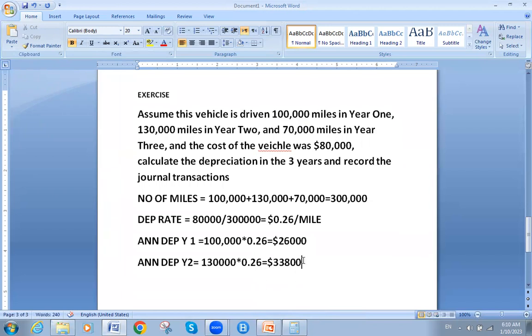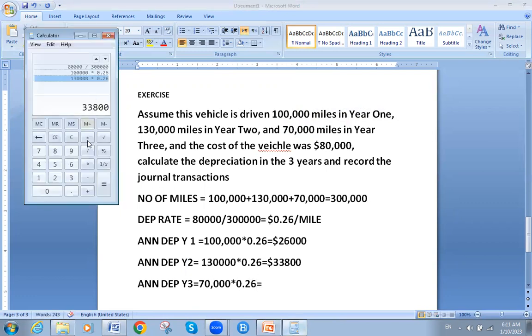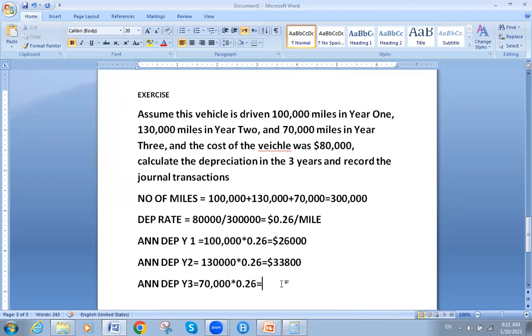Third year as well. Annual depreciation for year three will equal the miles exhausted in year three, which is 70,000 miles, control and C, control and V, times the same thing, 0.26. That will give me 70,000 times 0.26, which is 18,200 dollars, of course. Here, control and V, 18,200 for the third year.